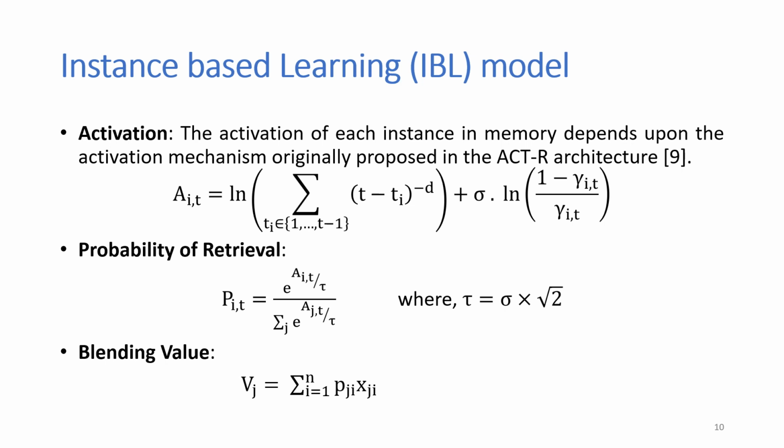There are 3 things in the IBL model: activation, probability of retrieval, and the blending value. The activation is the instance strength in memory, and it has been derived from the ACT-R architecture. The probability of retrieval is the probability of retrieving the instance from memory, and the blending value is the weighted sum of the probability of retrieval and the outcome associated with it.